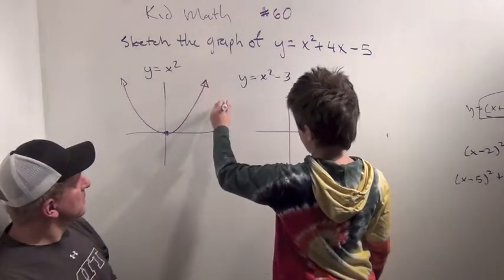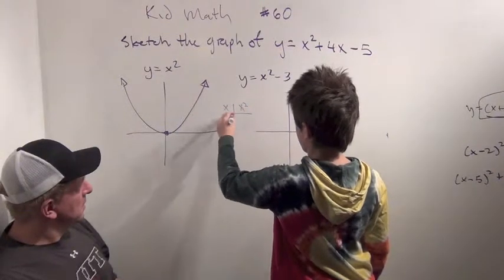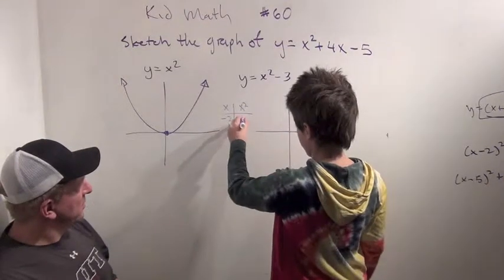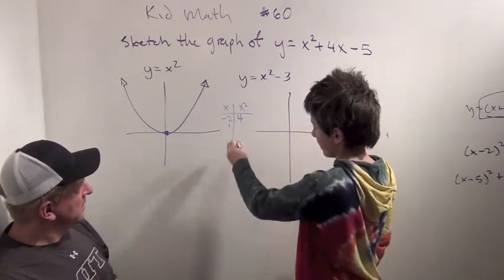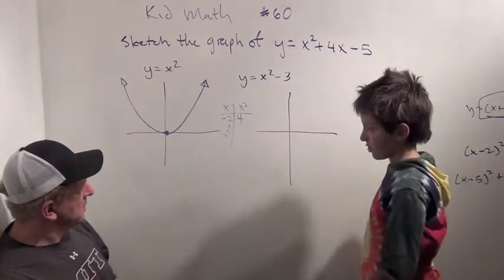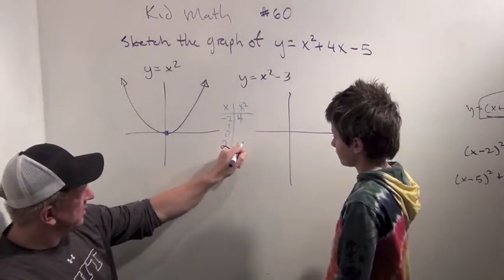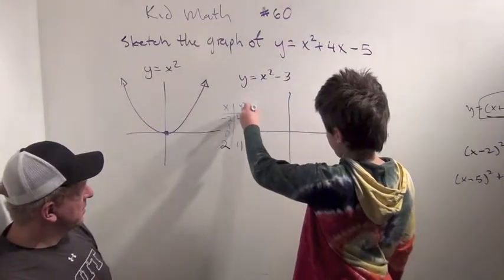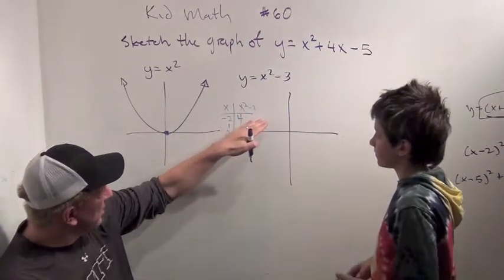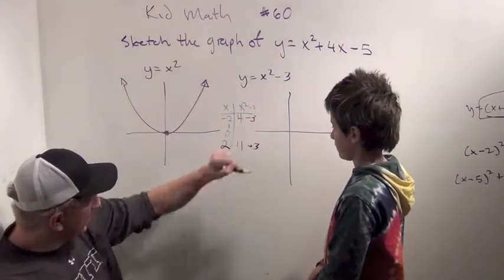Well, for this one, you can have a chart. x squared, and let's just do minus 2. Minus 2 goes to 4. Then you get repeating numbers. That's symmetric, so when you get to 2, you'll also get a 4. Then you have to subtract 3 from each of these numbers. So for x squared minus 3, we're going to get 4 minus 3, so it's going to be 1.